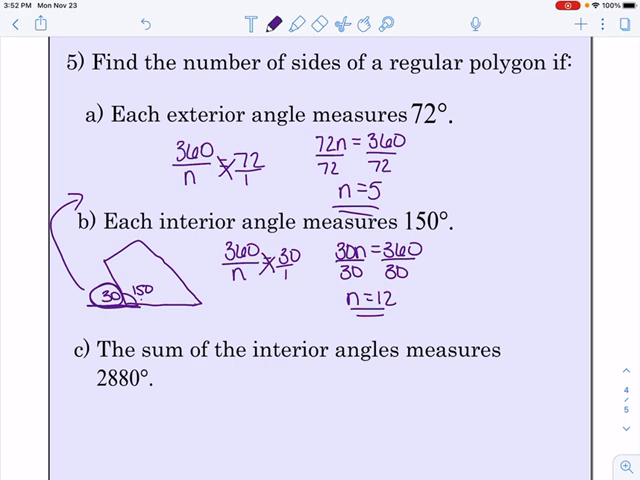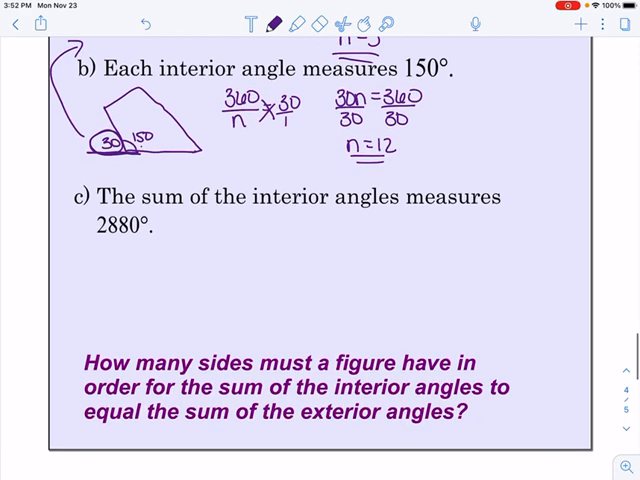And then for part C, the sum of the interior angles measures 2,880. Okay, so for the sum of the interior angles, we know the formula for that. It's 180 times n minus 2. What this question is telling me is that if I solve that, I should get an answer of 2,880. So I'm going to set that equal to 2,880.